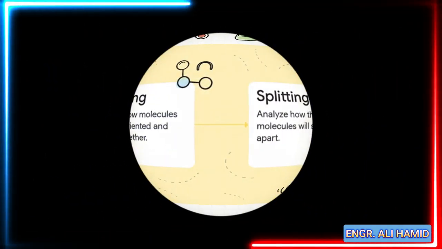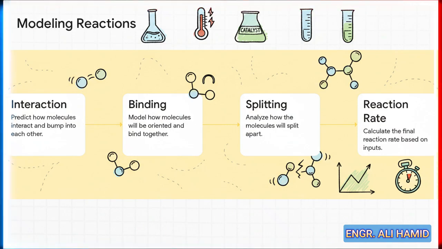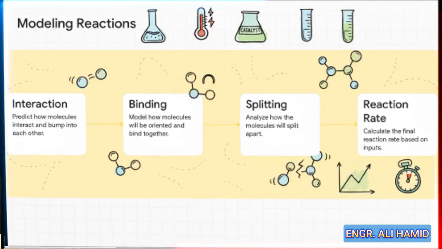So you can feed an ML model all the inputs, like temperature, the catalyst you're using, concentrations, and it can predict the entire sequence of events. It can model how molecules will bump into each other, how they'll bind together, how they'll split apart, and then ultimately it can calculate the final reaction rate. This is a total game changer, not just for chemists in a lab, but for process engineers trying to optimize reactions in the real world.